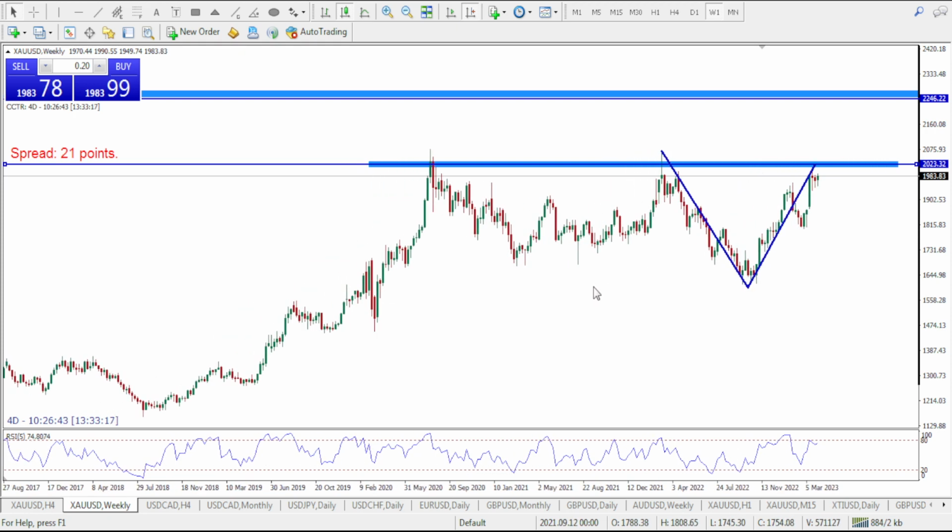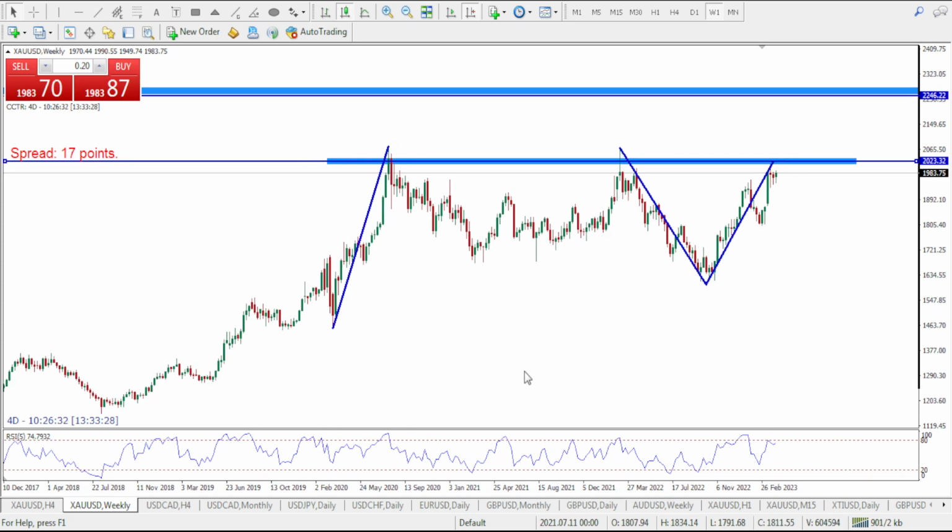Let me tell you. And in order to understand this one, I will need this one as well. Till here, you should have no confusion. Here, let me repeat once again. Here is a resistance zone where most of the traders take sell trades.